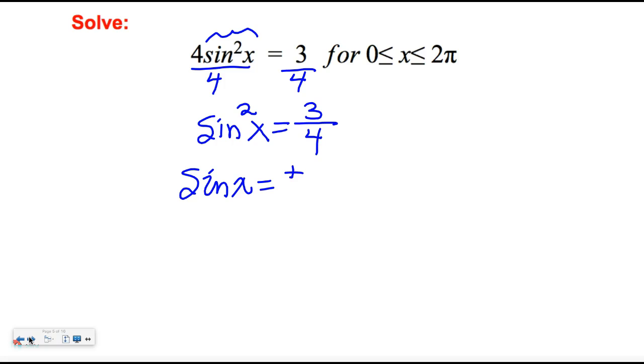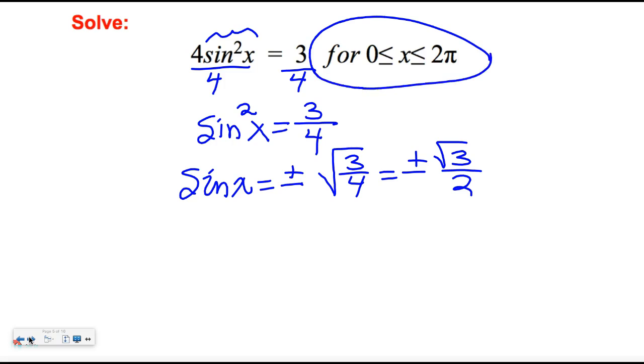Remember, when we do that, we get plus or minus the square root of 3/4, which would equal plus or minus root 3 over 2. So I'm looking at one full turn around the unit circle where the sine is root 3 over 2.